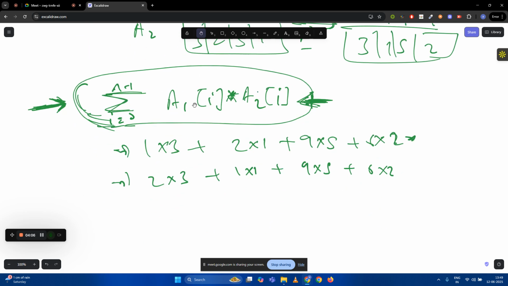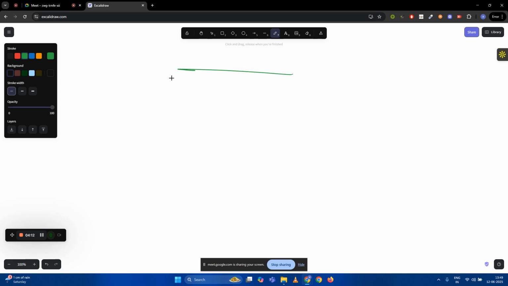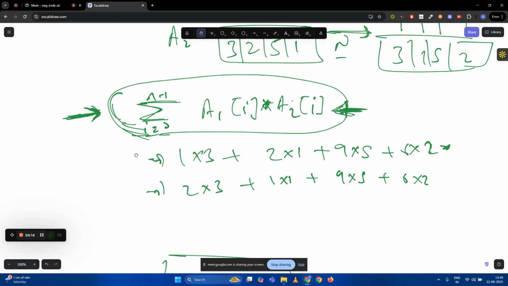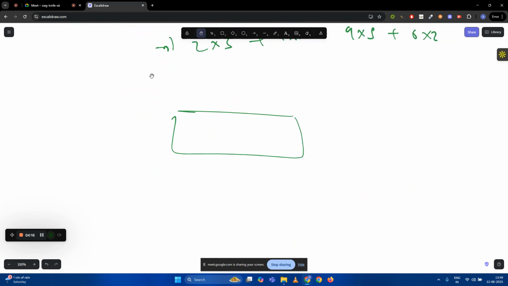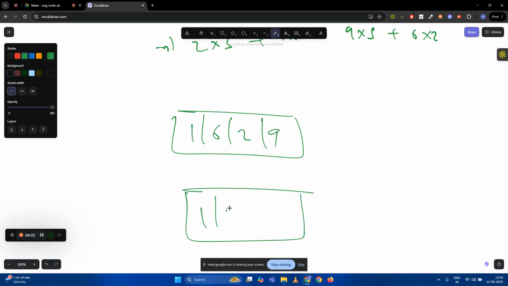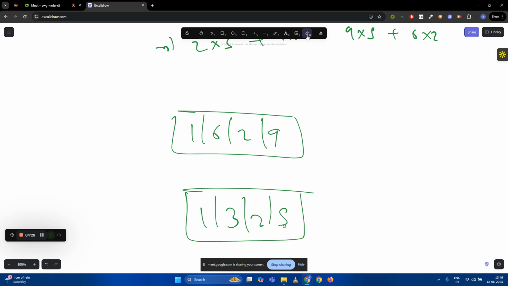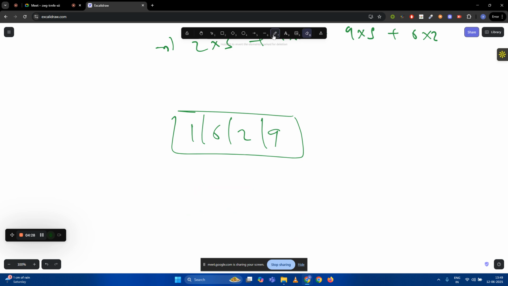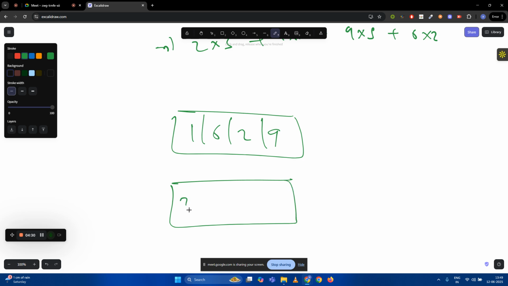There would be one intuition in your mind. I'm having this array. The above array is 1 6 2 9 5, and the below array is 1 3 2 5, let me write it as 3 1 5 2. This is the below array.